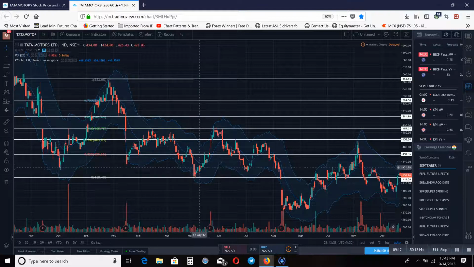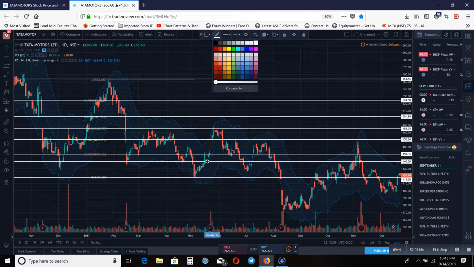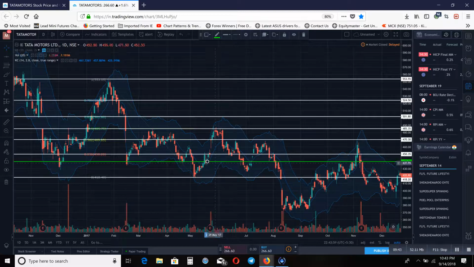I will mark that line with a green line at the place where it breaches, and put a stop loss just below the central value band. Trading with a very tight stop loss is not a good thing, so it should be somewhere below the central value.